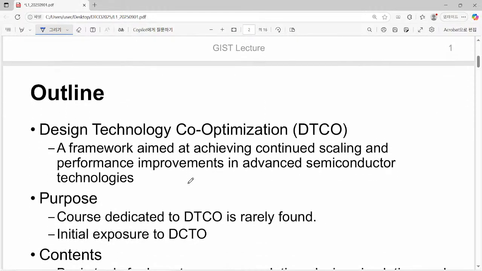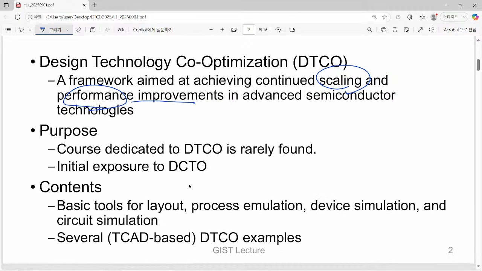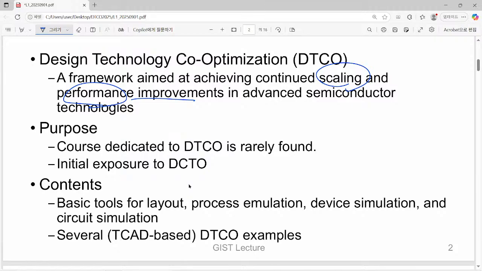So in this semester we will talk about DTCO, Design Technology Co-optimization, and it is simply a framework aimed at achieving continued scaling and performance improvement in advanced semiconductor technologies. I will explain the concept again and again throughout this semester, so you don't have to be worried about what DTCO is. And nowadays, DTCO is quite important. It is the main driver for performance improvement these days.